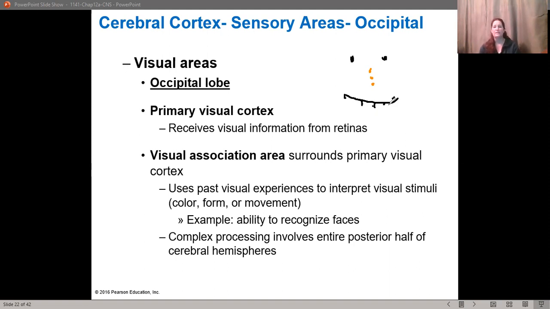And the reason why people give different answers is because this is a very learned area. We use past visual experiences to interpret visual stimuli. It's complex processing involving the entire posterior half of the cerebral hemisphere. But the key part of this is that it's learned. So it's why witness recollection is so variable between people.